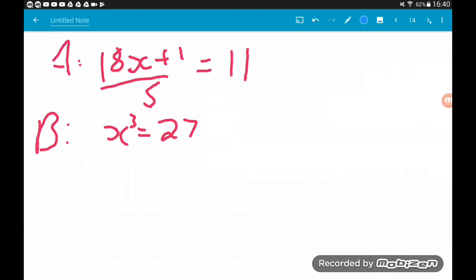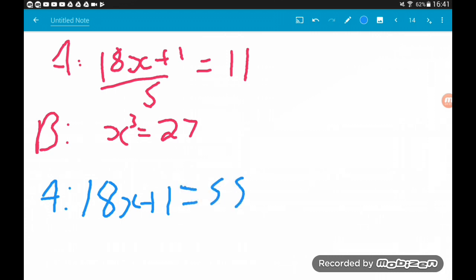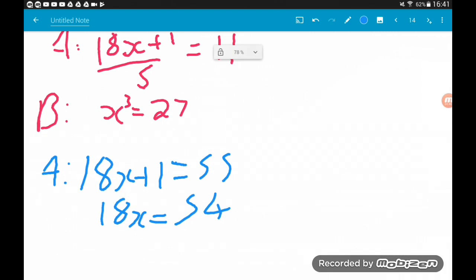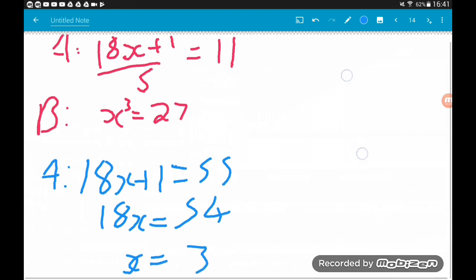Okay, next up, so statement A, 18x plus 1 all over 5 is equal to 11. Statement B, x cubed equals 27. So, we're going to want to solve both of these equations. So let's do statement A first of all. If we first of all multiply through by 5, we get 18x plus 1 is 55. Then if we take away 1, 18x is 54. And then if we divide by 18, we get x is equal to 3. So that's what statement A is really telling us.